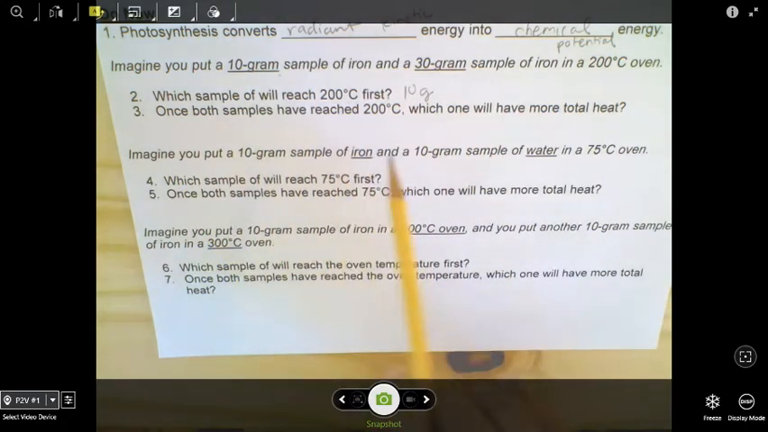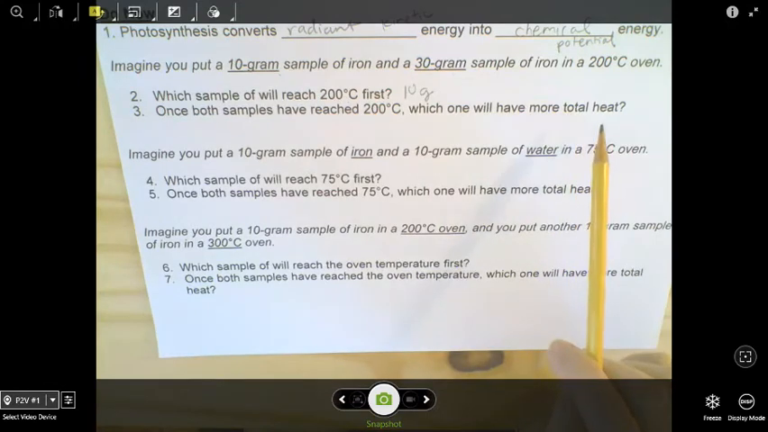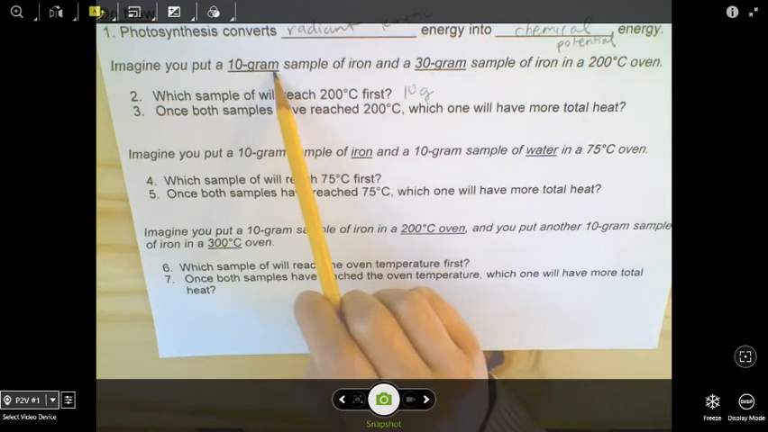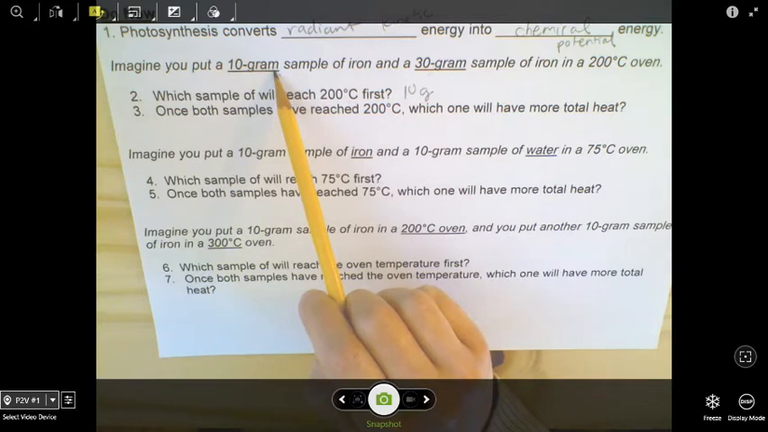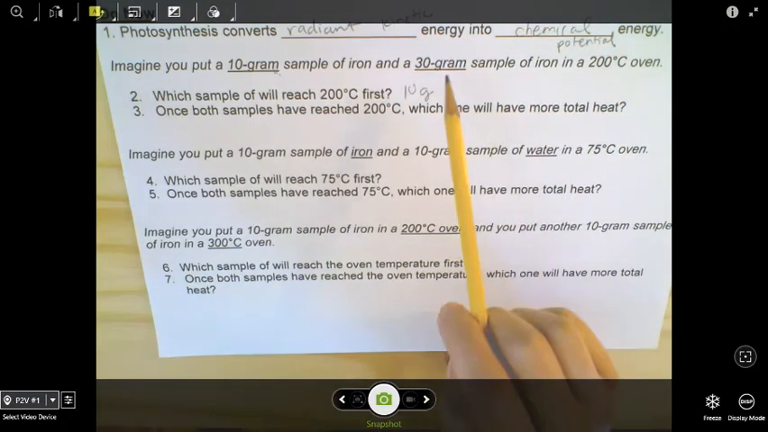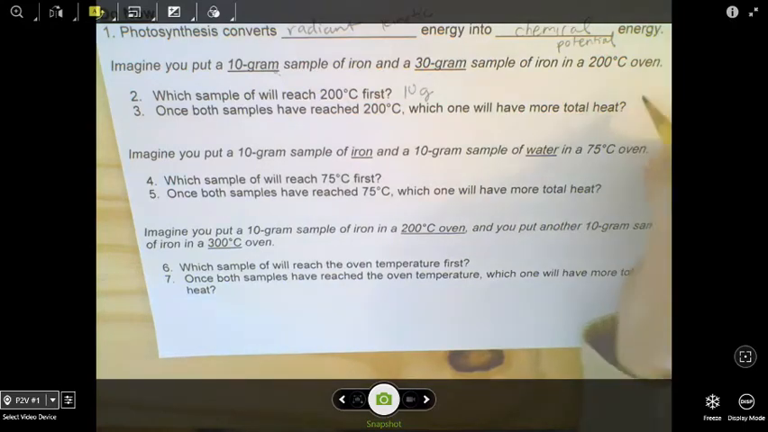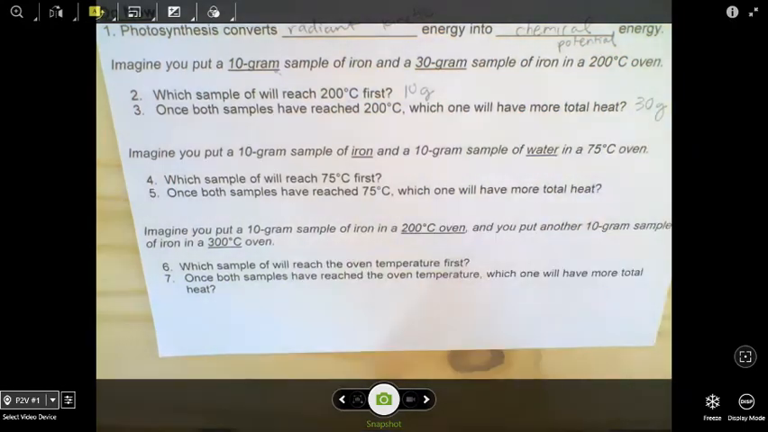Once both samples have reached 200 degrees, which one will have more total heat? This is the kicker. A lot of people assume, well, that one heated up faster, so that must have more heat. We assume that things that heat up really quickly must have a lot of heat. When in reality, it's the opposite. The one that took longer to get there is the one that ultimately ends up having more total heat. So the 30-gram one will ultimately have more total heat.